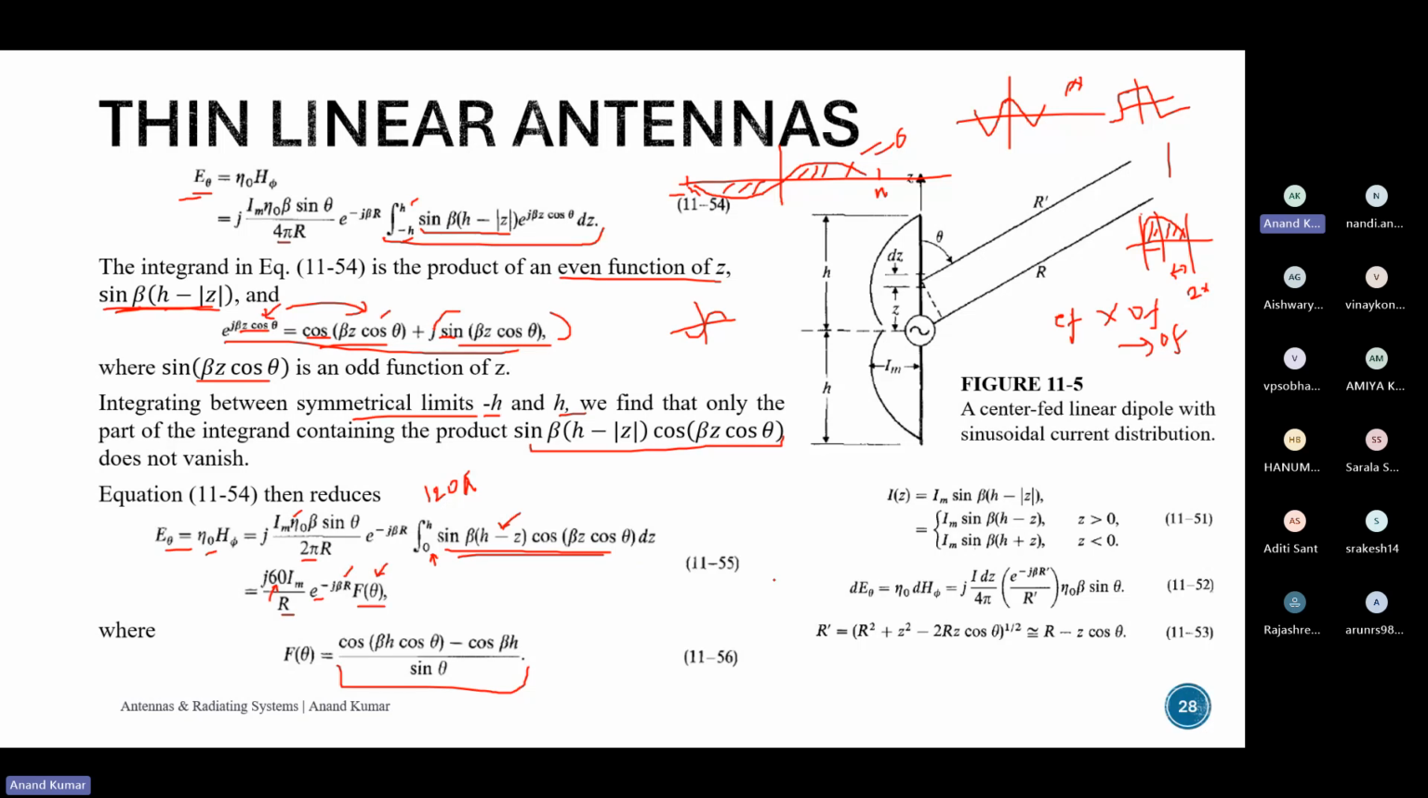So I'll again pause over here and let you read the text. Let me know if you have confusion or if you don't follow it at any step. We can discuss that. Else we'll move forward.